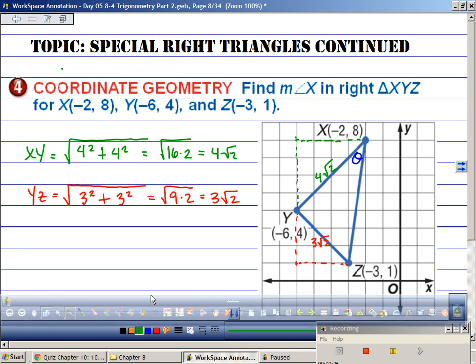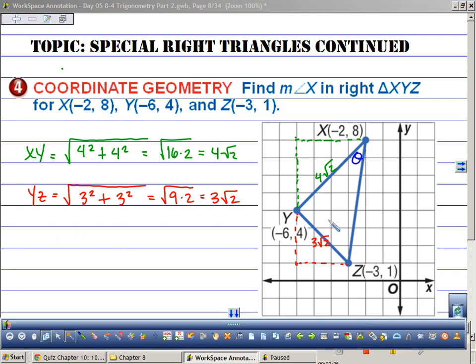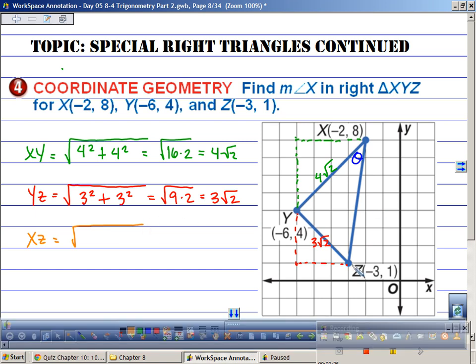And technically, I don't need the other side, but I'm going to do the other side just so we can double check our work. So if I want to find XZ, let's travel on the x-axis this time. I'd have to travel over 1. And I'd have to travel up, how far is it from 1 to 8? 7. Which is 50, which is 25 times 2, which is 5√2. Not quite.